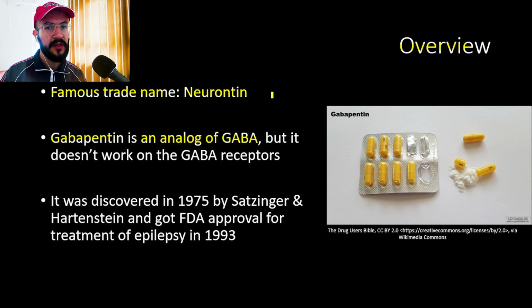Now, although the gabapentin has a similar chemical structure as the GABA, interestingly enough, it does not work on the GABA receptors. It works by another mechanism that we will explain later. And the gabapentin was discovered in 1975 by Sazinger and Hartenstein, and it got FDA approval for treatment of epilepsy in 1993.